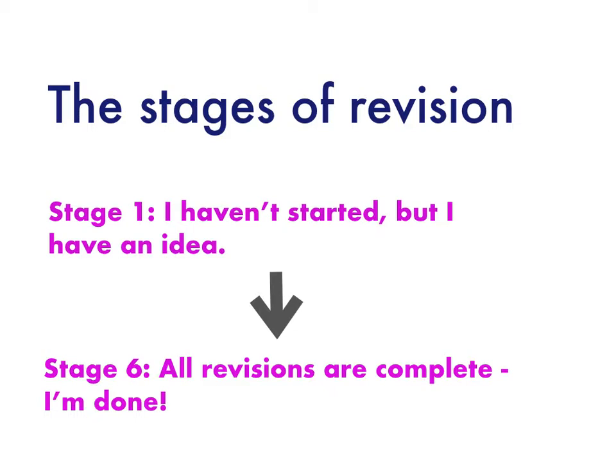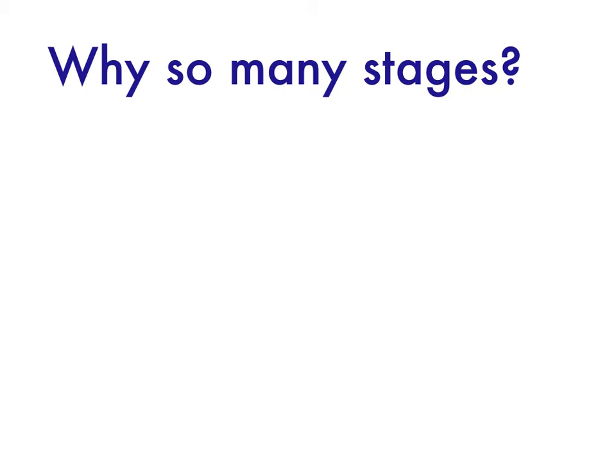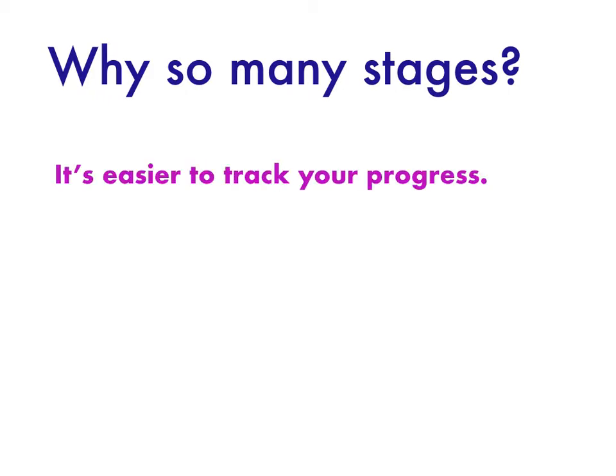But I do want to tell you why there are so many stages, because it might seem like 6 is a lot of stages. But when we break it down, we'll see that each stage really helps you to become clear in what you're doing. So the first reason that there are so many stages is because it's easier to track your progress when you can actually describe the work you're doing. So instead of thinking, I need to work on chapter 3, which can be a vague, very long project, you can see exactly where you're at in the writing process.